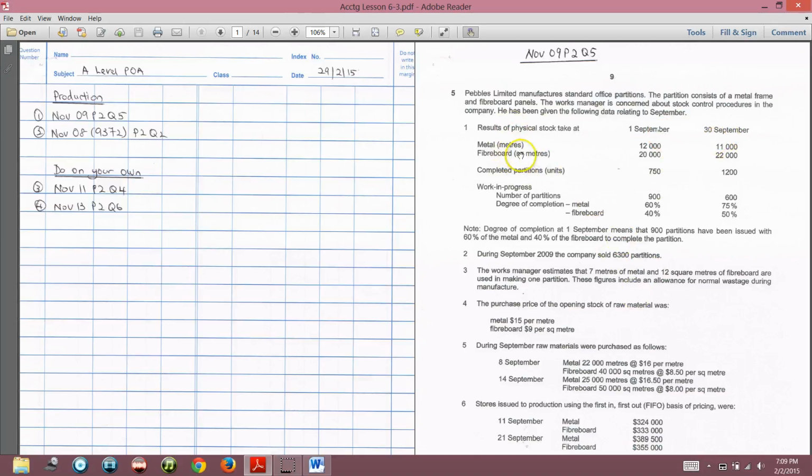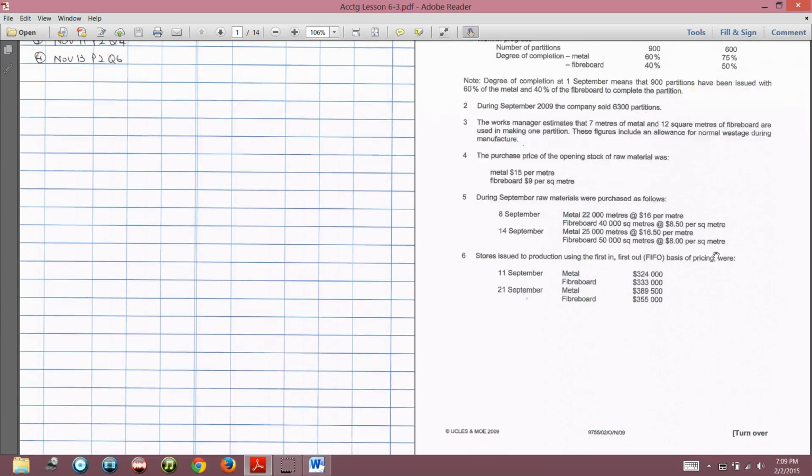So you have metals, fiberboard. This company is manufacturing office partition, and the partition consists of metal and fiberboard. On 1st September, when they do a stock take, that means they go and thoroughly count the stock. They find that they have this quantity of metal and fiberboard, and then completed partition is so much. And then work in progress, that means the number of partially completed partitions is so much on 1st September and 30th September.